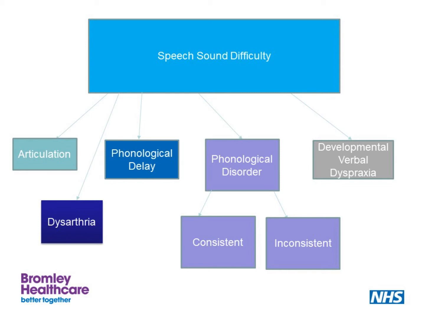So let's start with an articulation difficulty. By this we mean a difficulty making the sounds, and this may or may not be caused by a structural difficulty such as a cleft palate. Examples of an articulation difficulty are a lisp, where a child produces the sound s with their tongue between the teeth, or a lateral s like a k, where the child produces the sound with the air escaping from the side of the tongue.